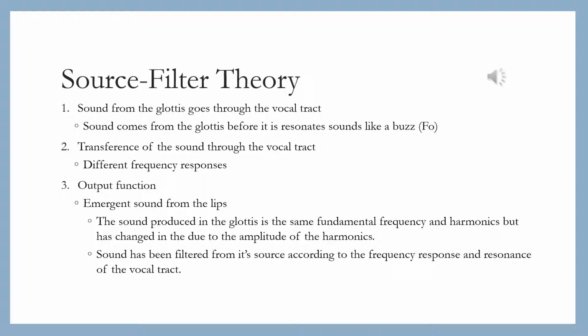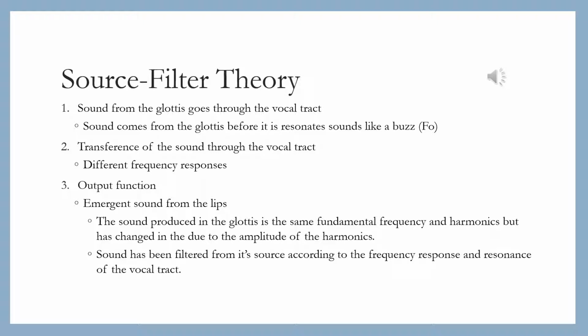The first is the source: the sound from the glottis that goes through the vocal tract. Sound comes from the glottis before it is resonated, and it sounds like a buzz. This would be your formant frequency, your F0, so kind of your baseline.